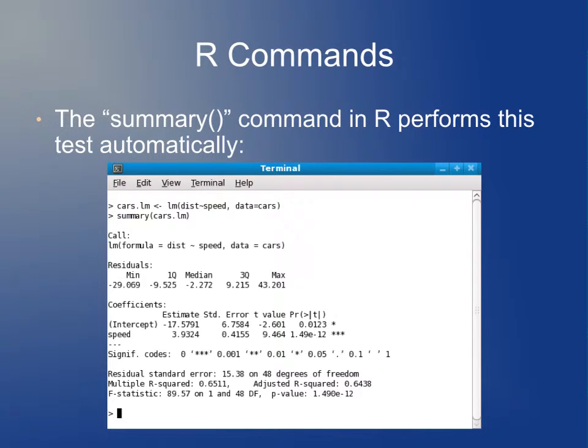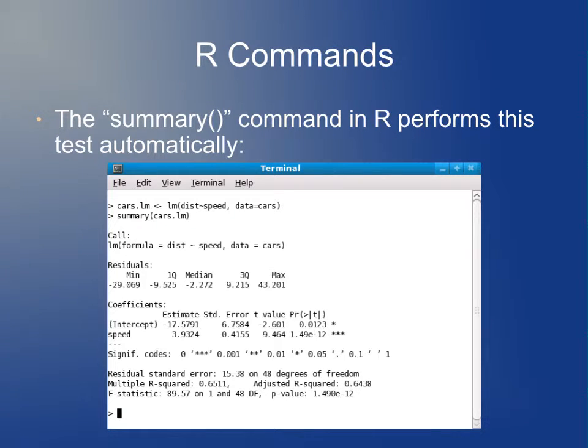There's a p-value next to the intercept, which in most situations you can ignore. Then there's a p-value next to speed, which says 1.49 times 10 to the minus 2. Then down at the very bottom next to the F statistic, there's another p-value that says 1.49 times 10 to the minus 2. That's the p-value that we care about here.